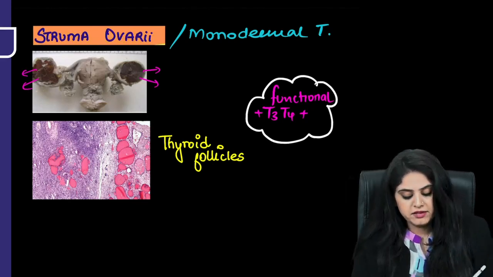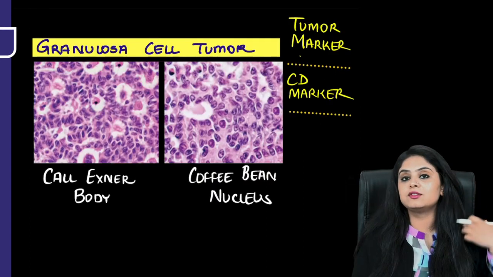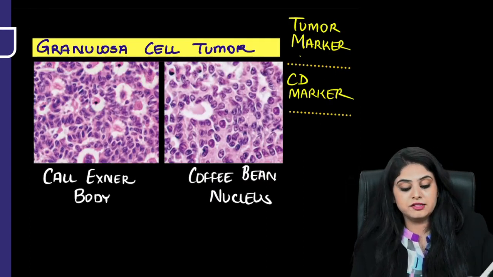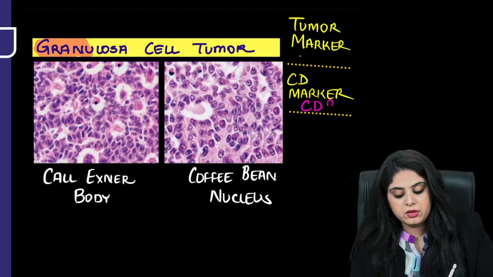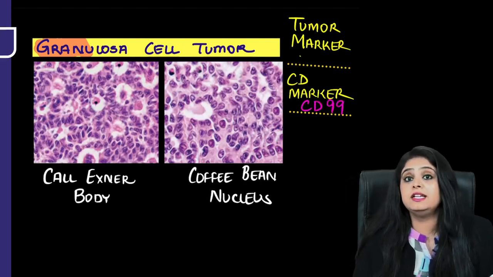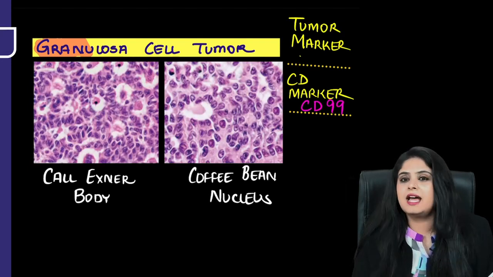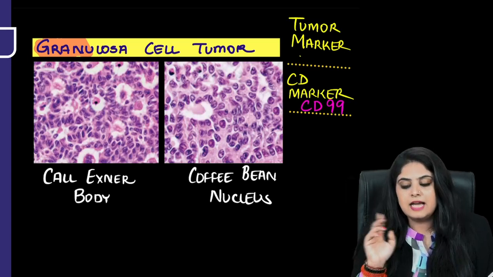Moving on to the next, everyone remembers this story. It's a sex cord stromal tumor called granulosa cell tumor. Remember granny? We had a 99-year-old granny. This occurs in very old people who are 99 years old. So this was CD99.